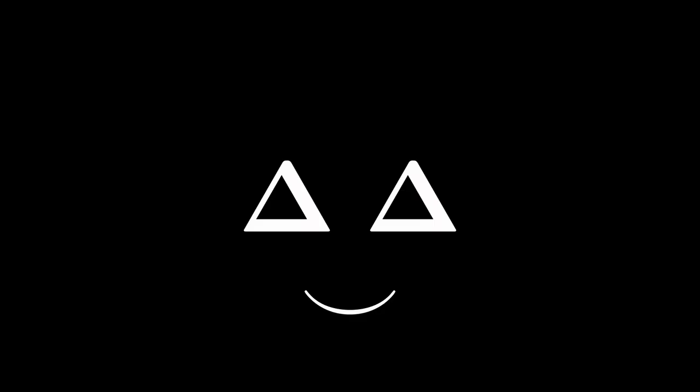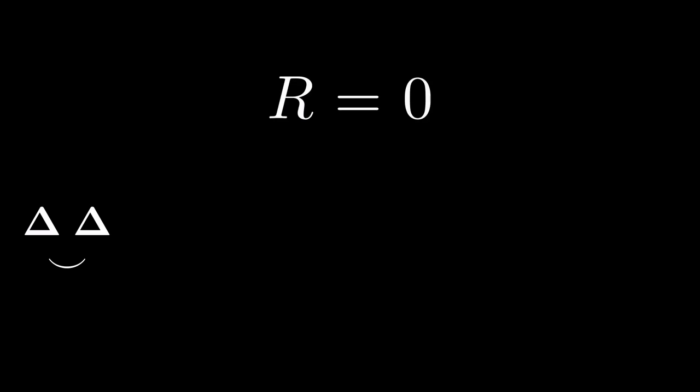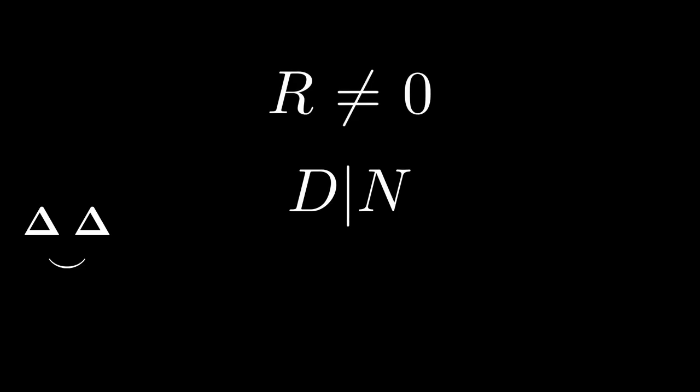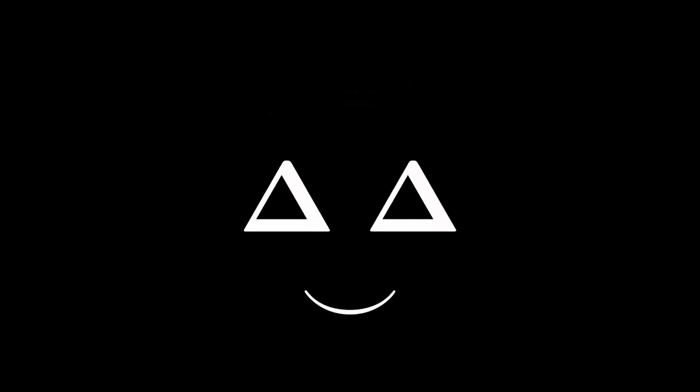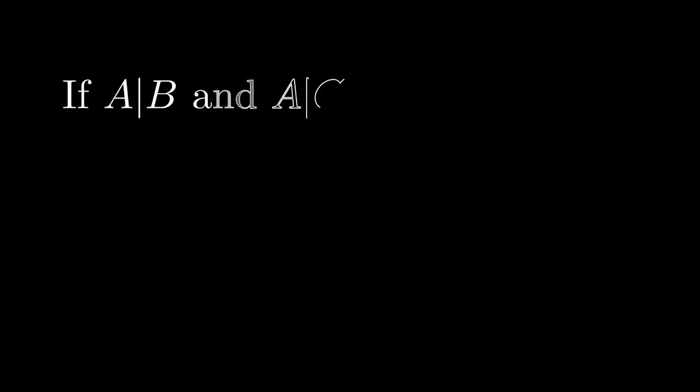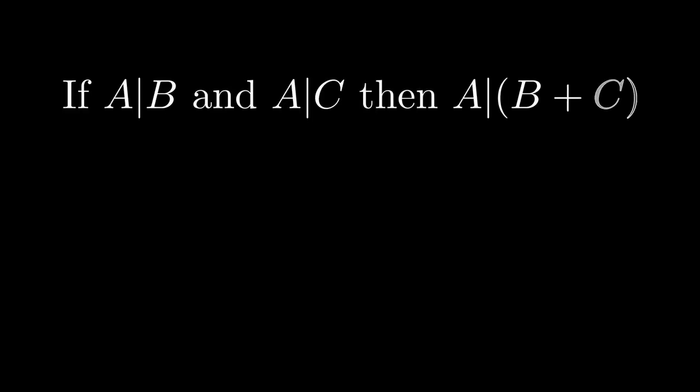A little syntax we also need to familiarize ourselves with is when r is 0, we say that d divides n using the pipe character. If r is not 0, then we say d does not divide n, using a pipe character with a line through it. With just that little bit of formality, we can now begin looking at proofs using integer division. First, let's prove that if a divides b and a divides c, then a must divide b plus c.